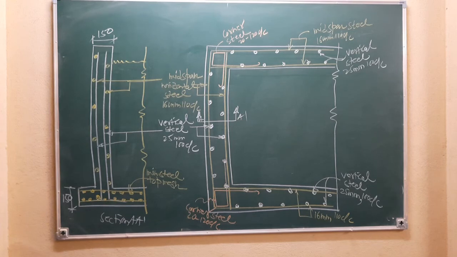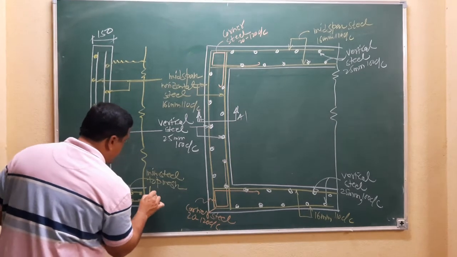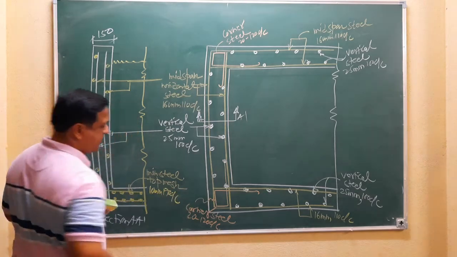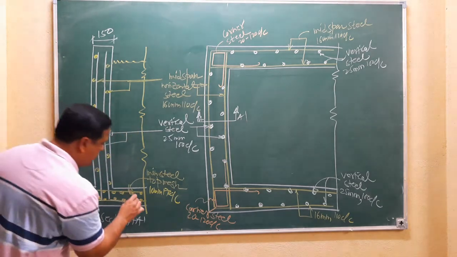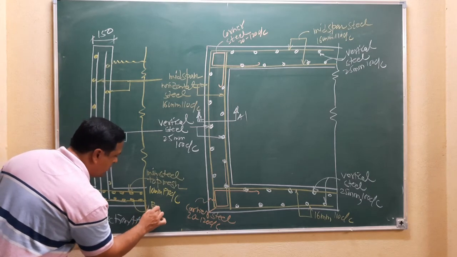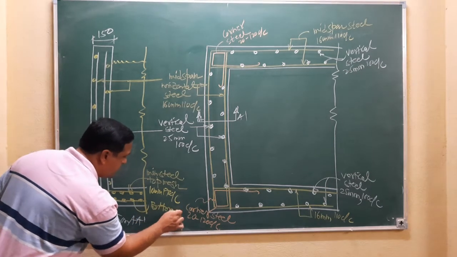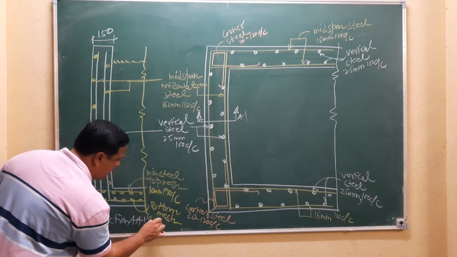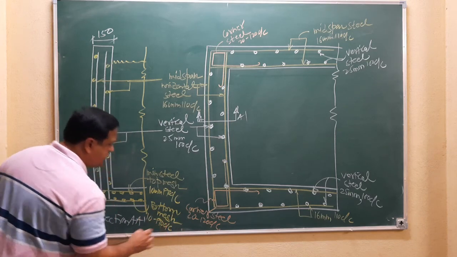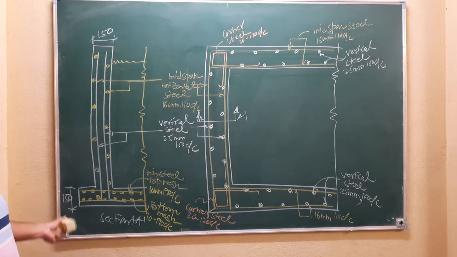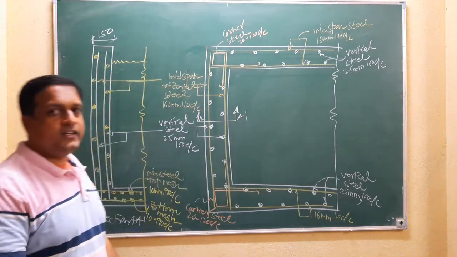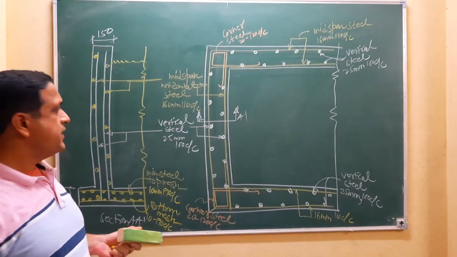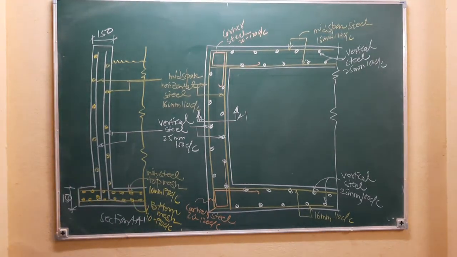Minimum steel top mesh is 10 mm diameter, 170 centimeters. Same thing in the bottom mesh also, both ways. I will write it here: 10 mm diameter, 170 center to center. Like this you have to show the reinforcement details.